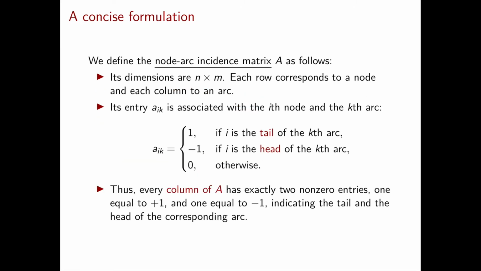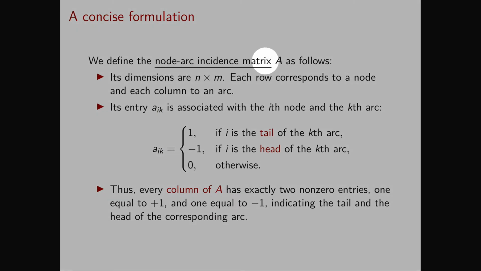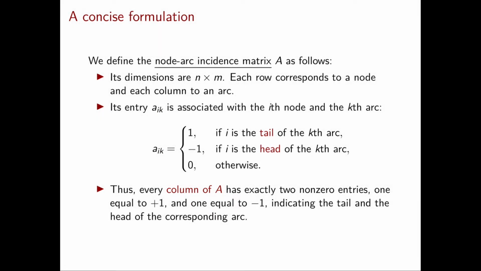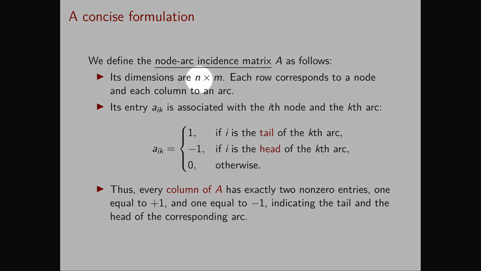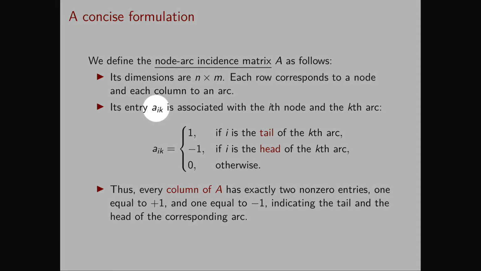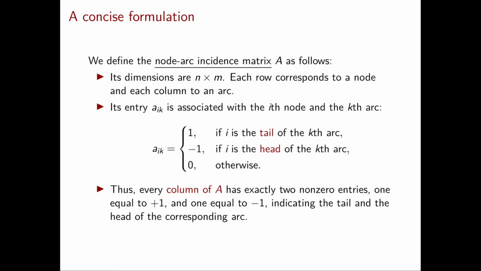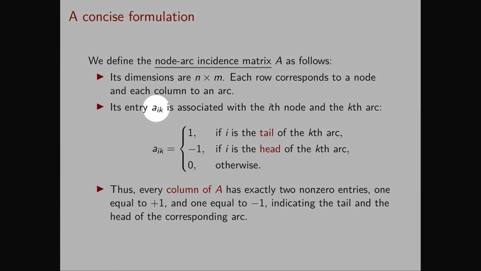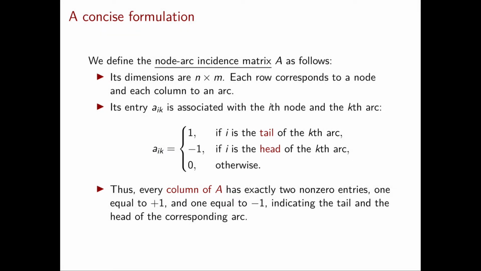At this point, we are ready to define the node arc incidence matrix A of our directed graph. The dimension of our matrix A is n times m. In particular, every row corresponds to a node, and every column corresponds to an arc. To define the matrix A, I only need to define a general entry a_ik, where i is the ith node and k is the kth arc. This is the entry in row i and column k, so it will be associated with the ith node and with the kth arc in the ordering that we have just fixed.